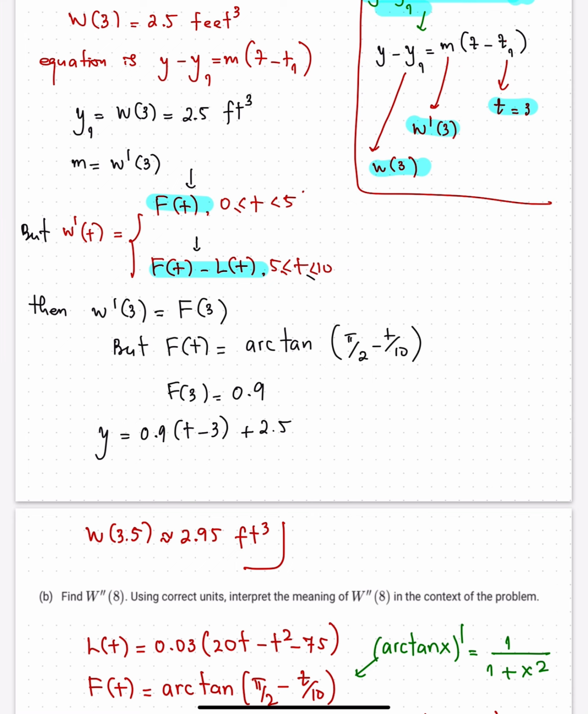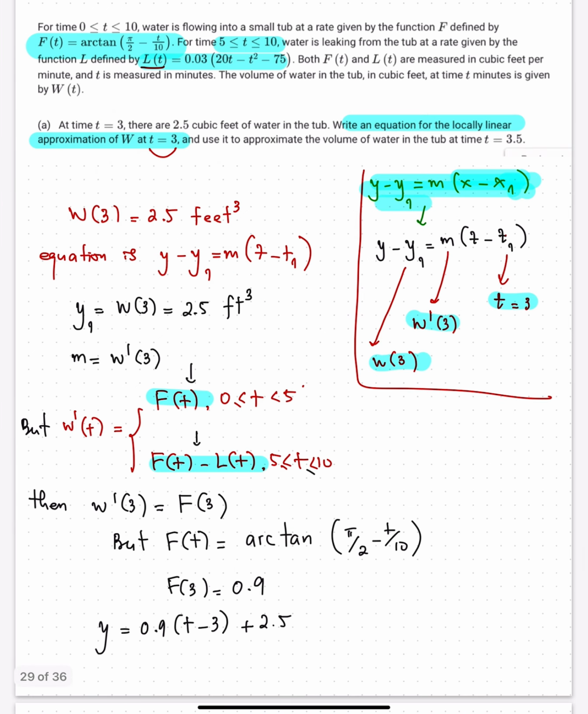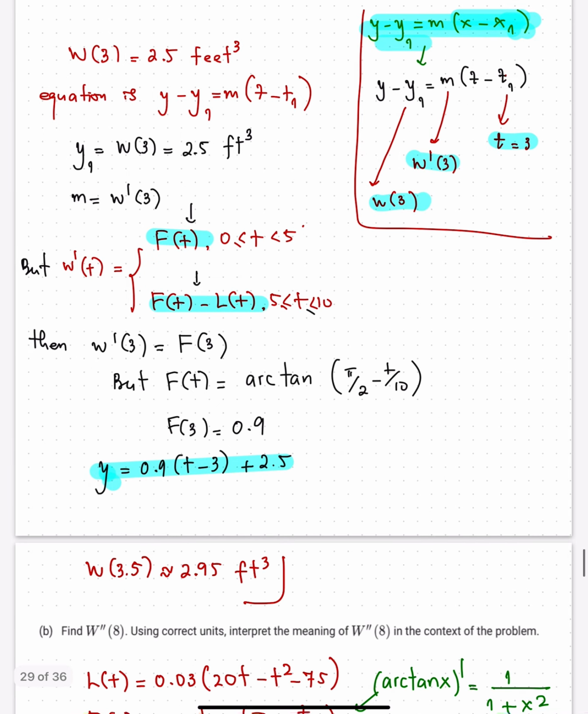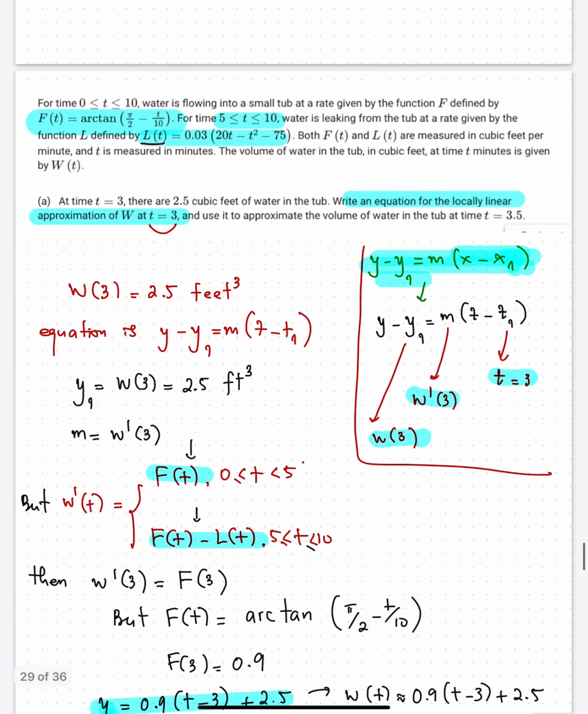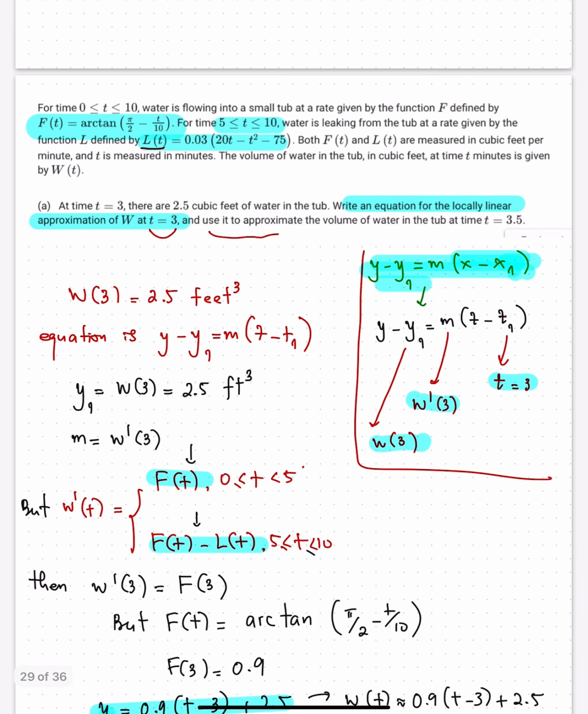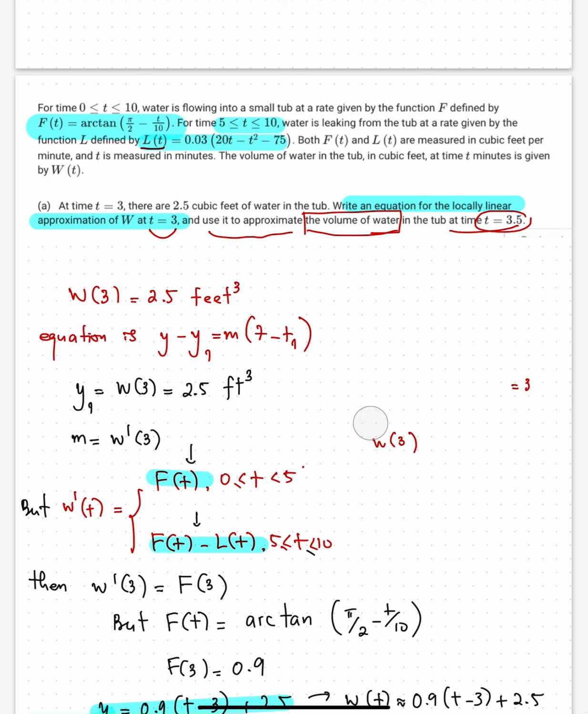That's all. We know this is the equation of the tangent line, and we can consider that W of t is approximately 0.9 times (t minus 3) plus 2.5. Then they want you to use it to approximate the volume of the water in the tube. So the question asks you to approximate the volume of the water, which is W of t, when t equals 3.5.